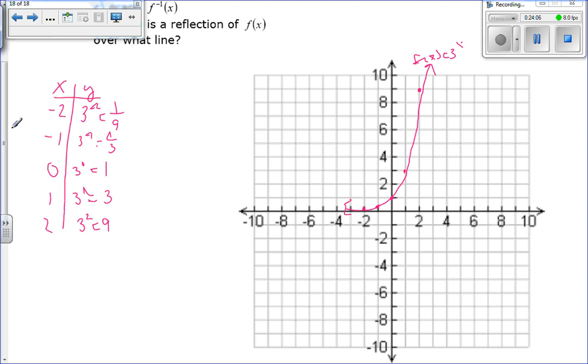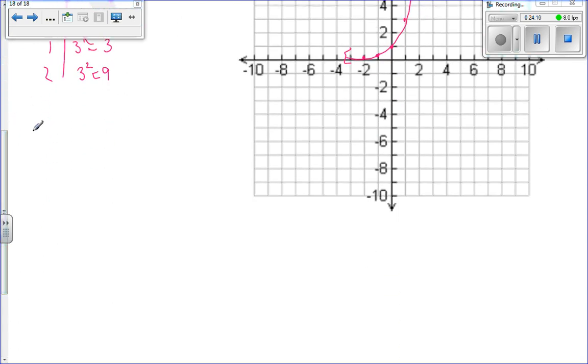Part B says to find the equation of the inverse. Well, if we have y equals 3 to the x, to find the inverse, switch x and y. So x equals 3 to the y. I can't leave it in that form, therefore I must put it into logarithmic form. Log base 3 of x equals y. And in this case, because we're using function notation, it will be f inverse of x.